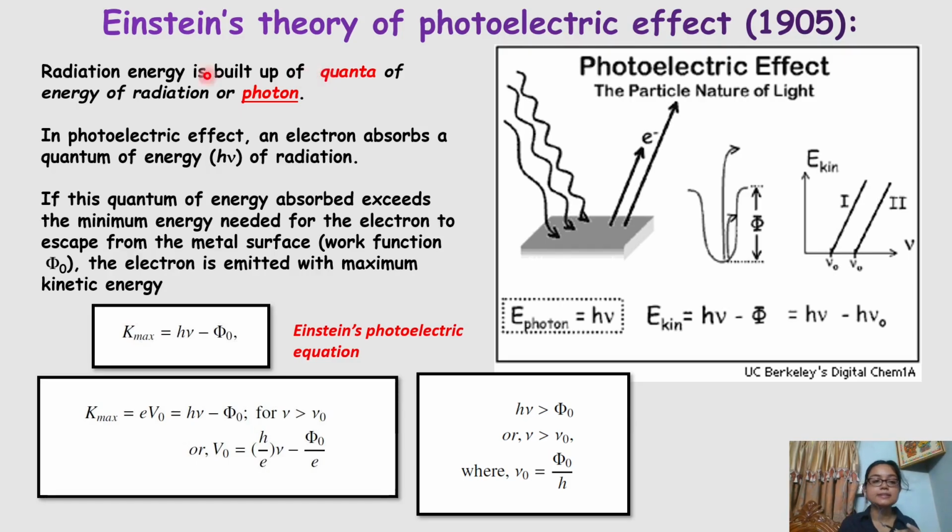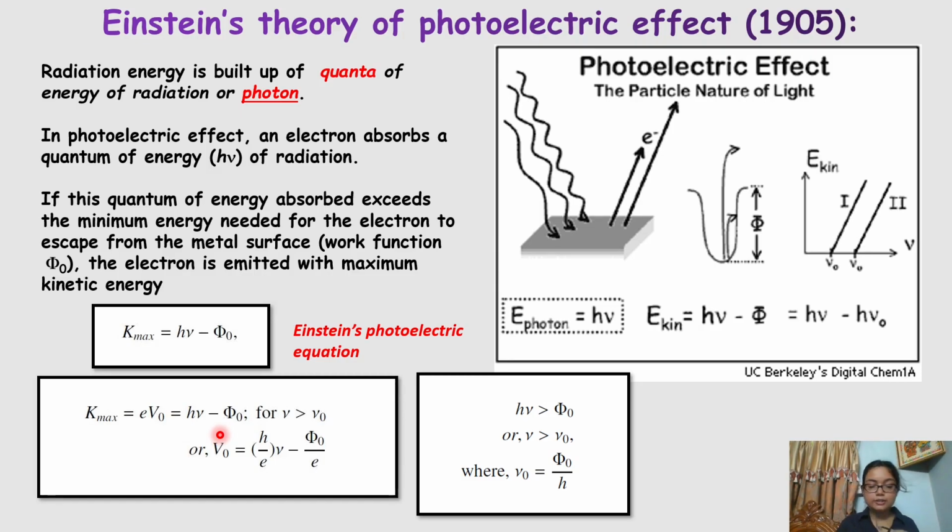Here this is the equation: Kmax is equal to h nu minus phi 0, and this is the famous Einstein photoelectric equation. In the previous slide I already told you that Kmax is equal to eV0, so eV0 is equal to h nu minus phi 0. And the kinetic energy is positive only when h nu is greater than phi 0, so it can explain the presence of a threshold frequency.